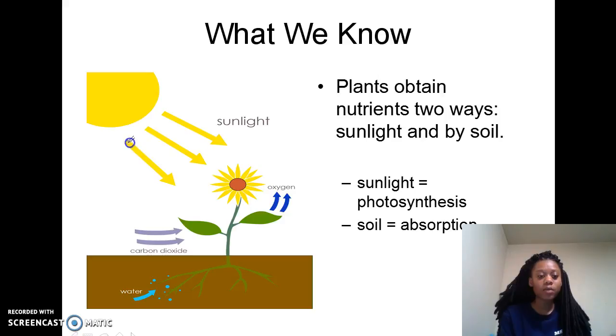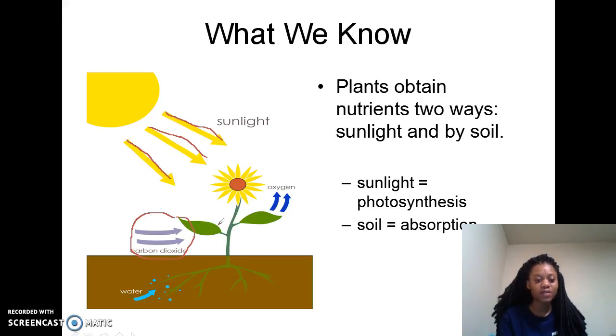With the help of the sun, energy is released. That's what these arrows show. It shows the energy that the sun gives off that is taken in by the plant. This energy helps the plant undergo a process known as photosynthesis. With photosynthesis, the carbon dioxide that is freely found in the air is taken into the plant. The carbon dioxide is then converted to a sugar that the plant uses in order to continue its life cycle.